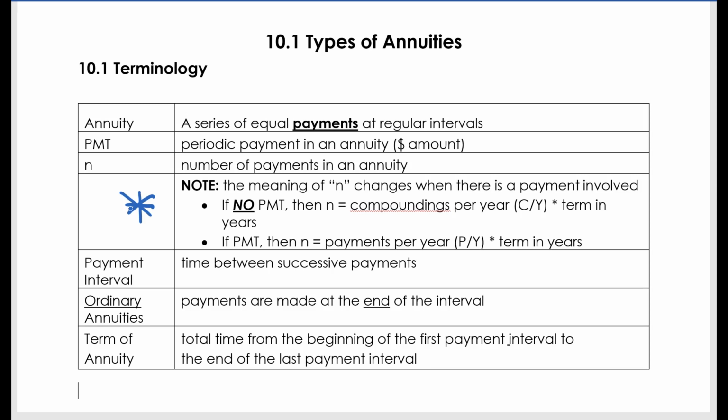And the term of the annuity is the total time from the beginning of the first payment interval to the end of the last payment. So if it's a 3-year annuity, a 5-year annuity, things like that.